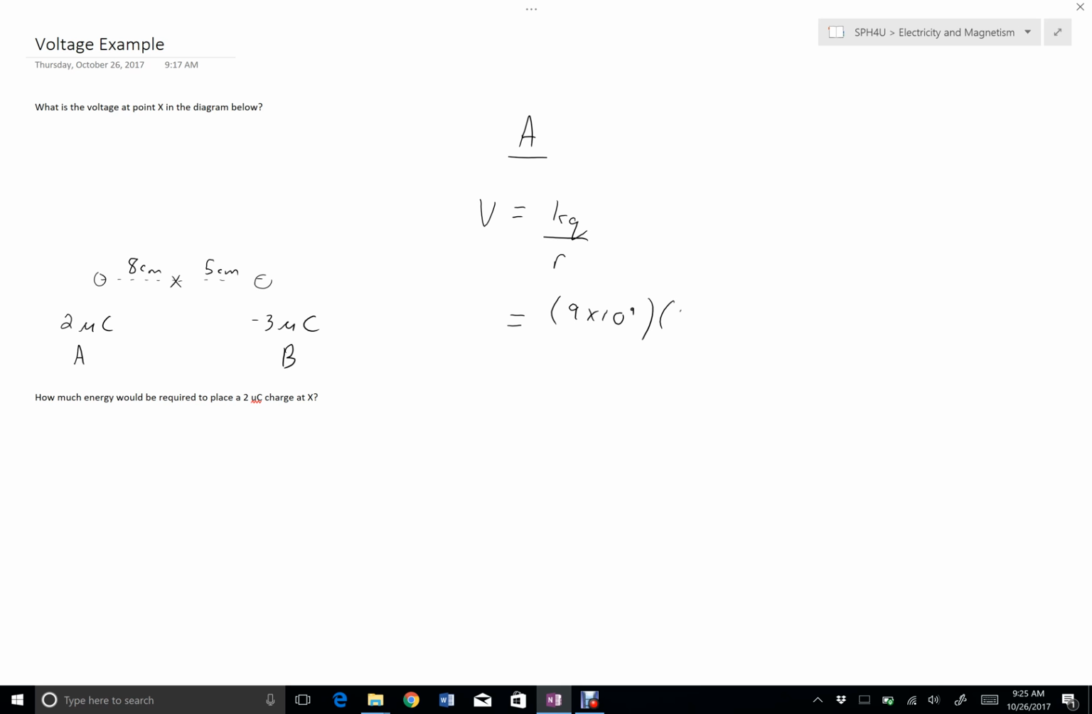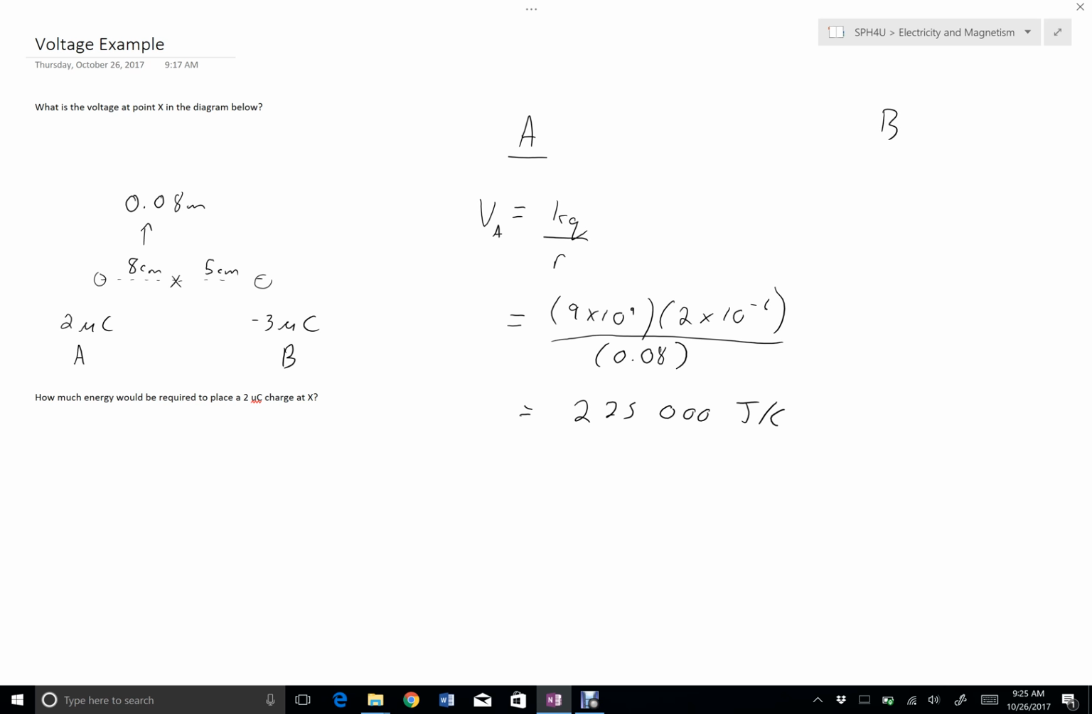The charge here, remember that microcoulombs is 10 to the negative 6. Divided by this distance, 8 centimeters, but remember, be careful here, we're using standard units, so that has to be 0.08 meters. And I get a voltage, 9 exponent 9 times 2 exponent negative 6, over 0.08, of 225,000 joules per coulomb. So that's from A.